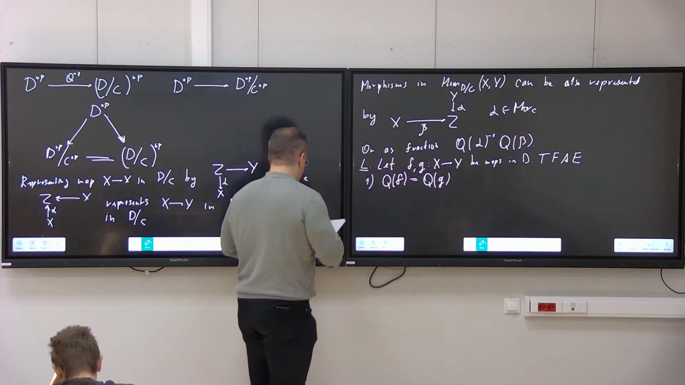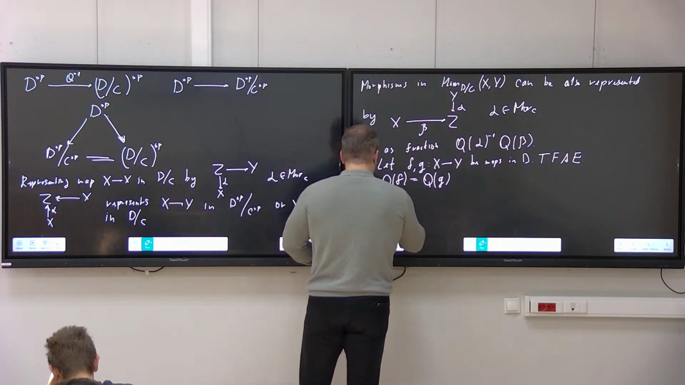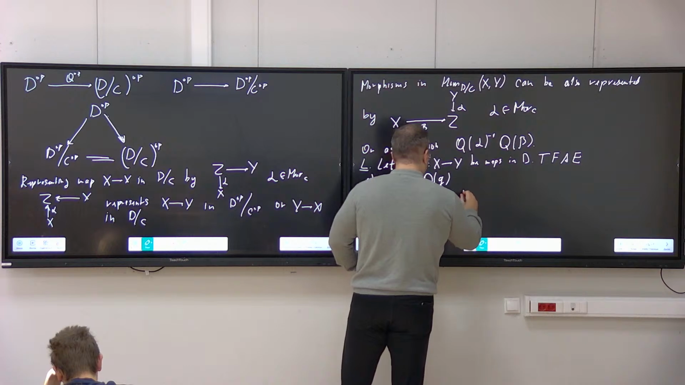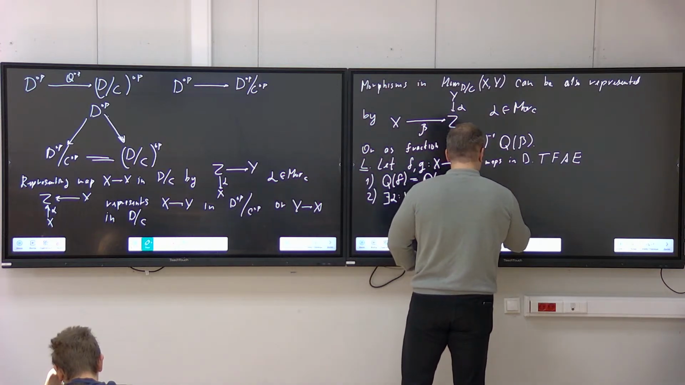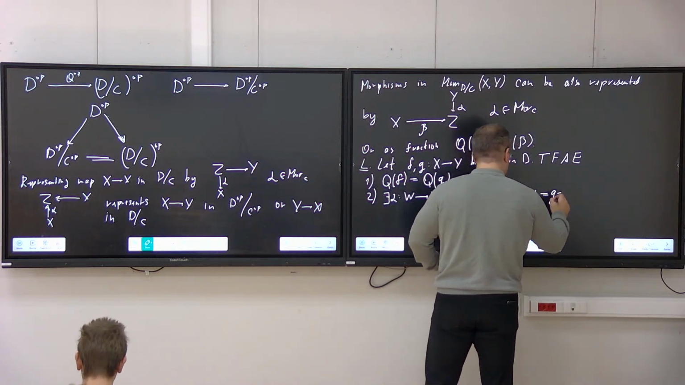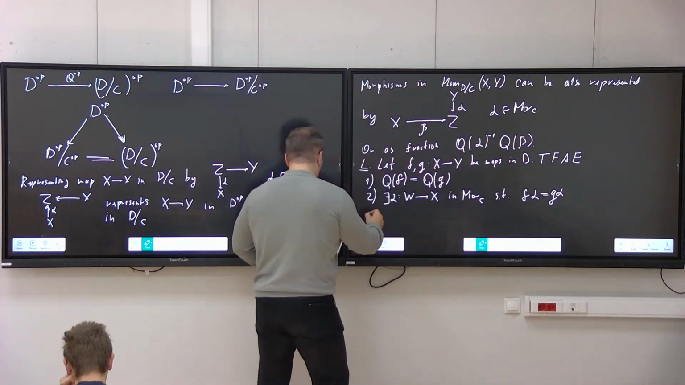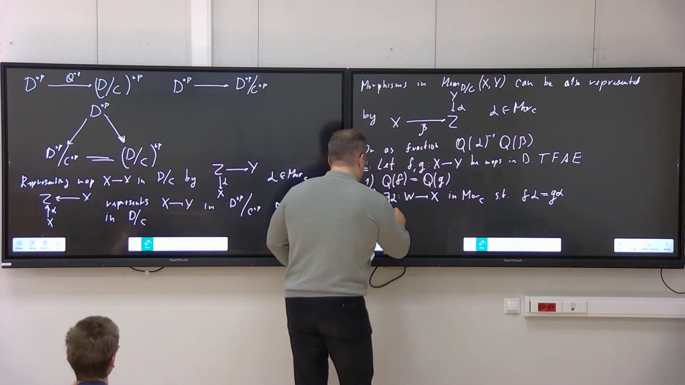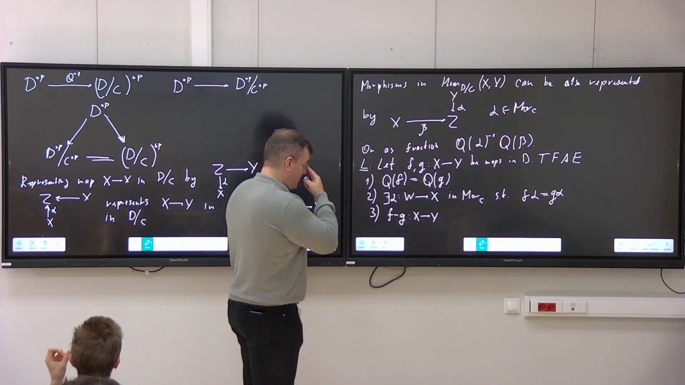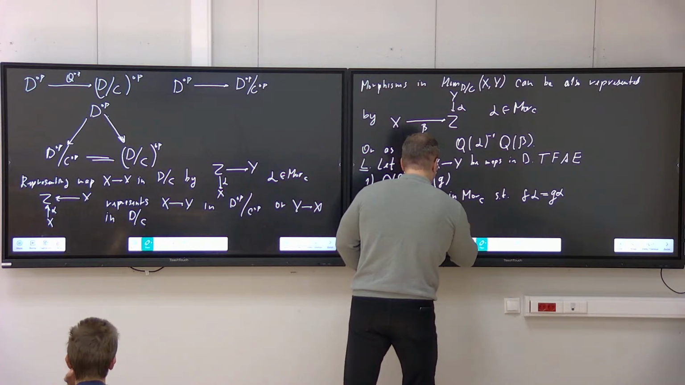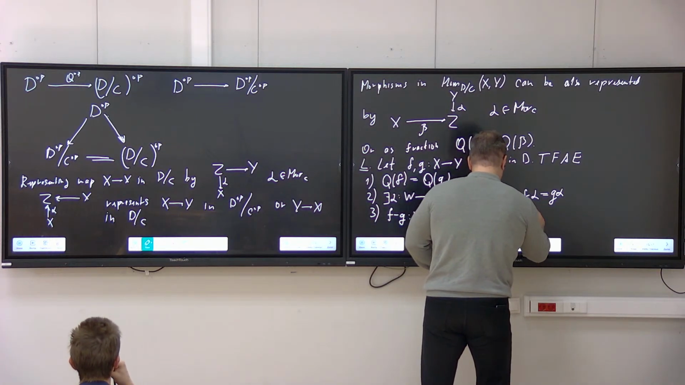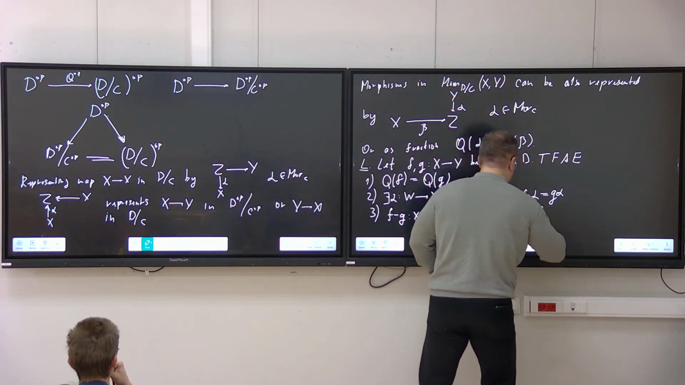So Q of F is equal to Q of G. The second condition is that there is a map alpha, a map in D and also in Mor C, such that if I take the composition with alpha, then the maps are the same in D. And the third condition is that the map F minus G, I'm using that I have additive categories, so it makes sense to take the difference of two morphisms, factors through an object C, which is in the category C.